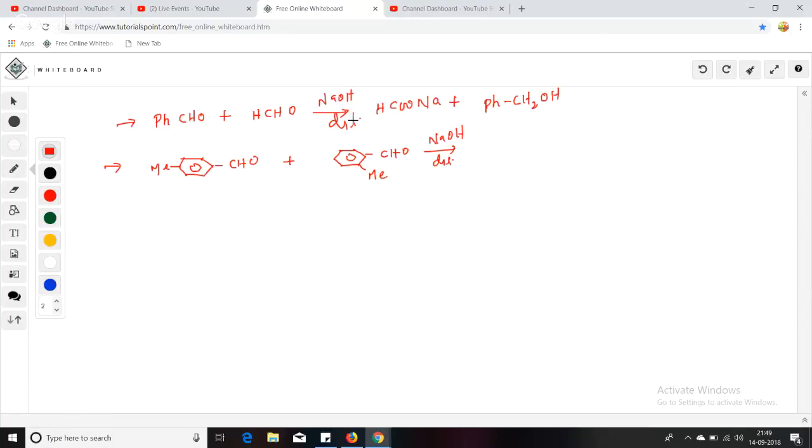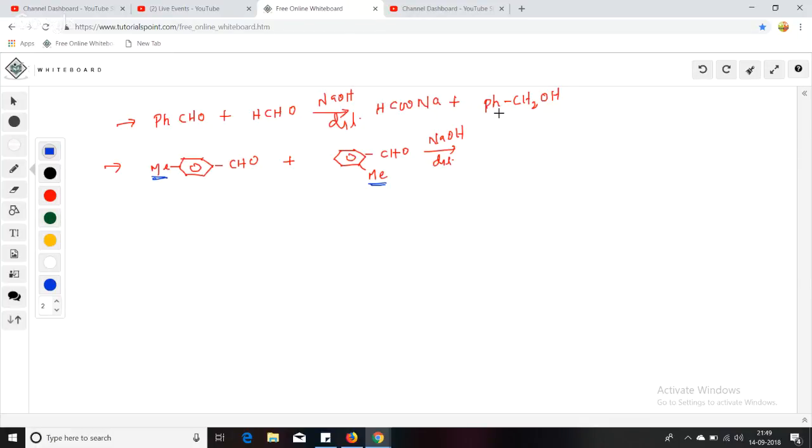Now the question here is: which one will oxidize and which one will reduce? Otherwise, we know if this gets oxidized, it will be COONa here, and if this gets reduced, CH2OH here. But how this methyl group, at the para position here and the ortho position here, will affect the formation of compounds, that we have to understand.